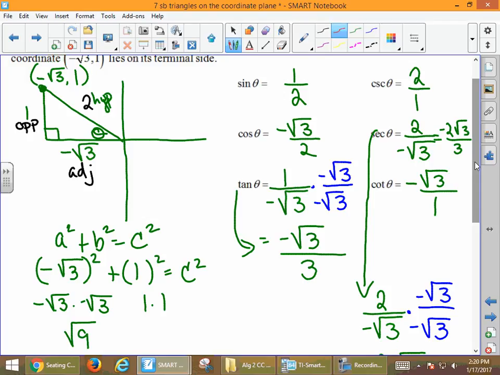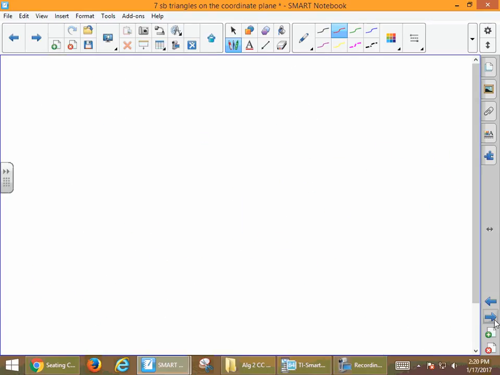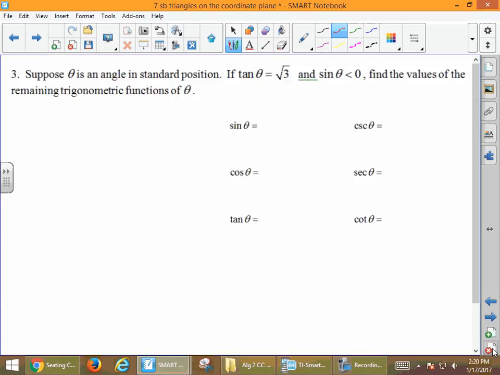So the nice thing is, if we can figure out what quadrant we're working with, and we can find the value of the hypotenuse, then we can identify the different trigonometric values. So one more time, suppose theta is an angle in standard position, if tangent of theta equals the square root of 3, and sine of theta is less than 0, find the values of the remaining trigonometric functions of theta. Well, what does sine of theta less than 0 mean?